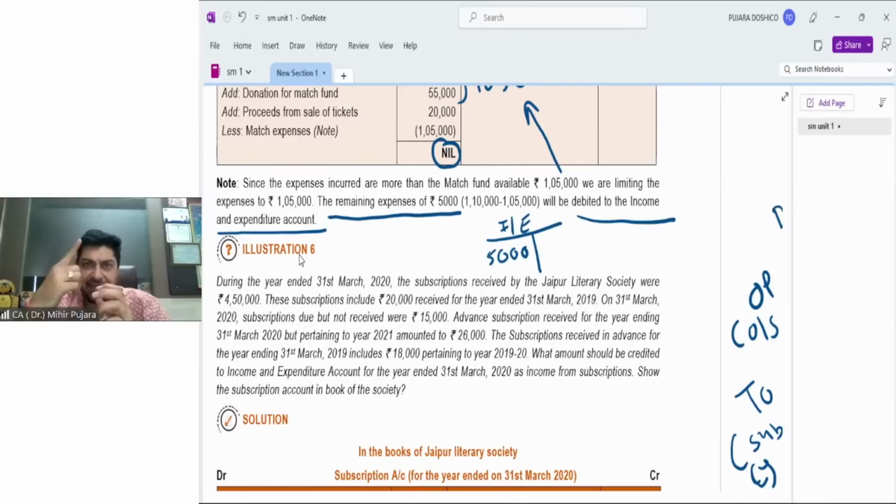So please read it once properly, guys. Giving you 30 seconds to read. Please read illustration number 6. Yes, guys, please read it. Giving 30 seconds to read it, guys. Read question illustration number 6 first, very carefully.